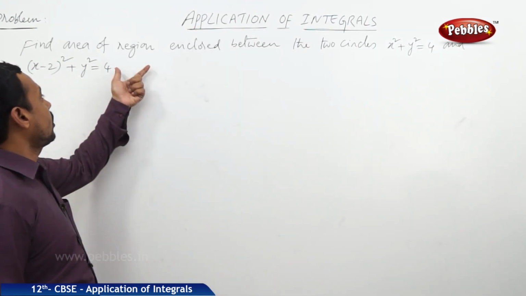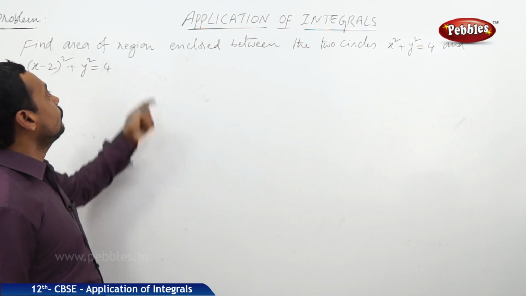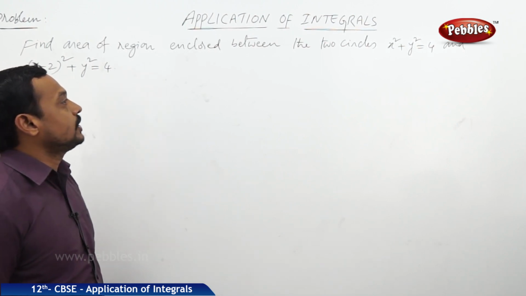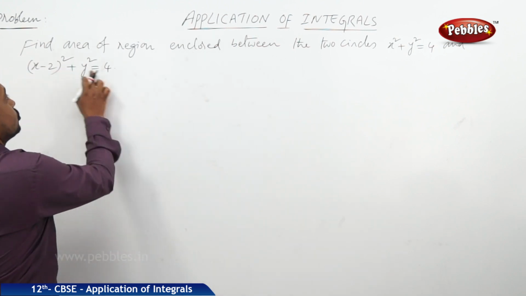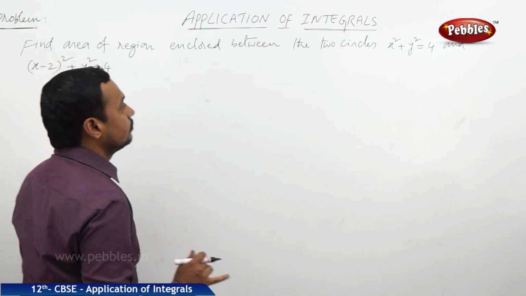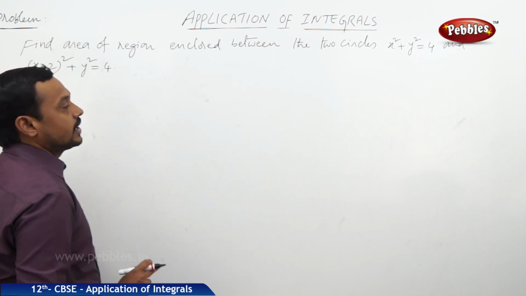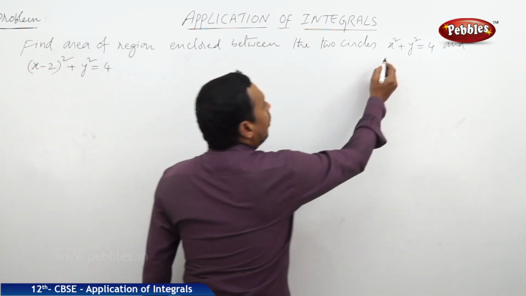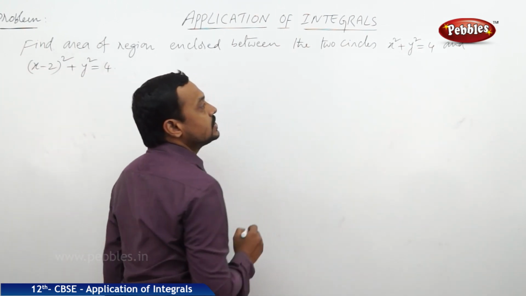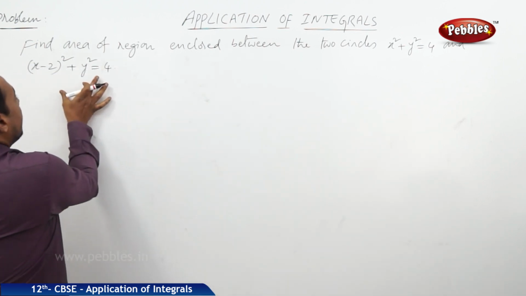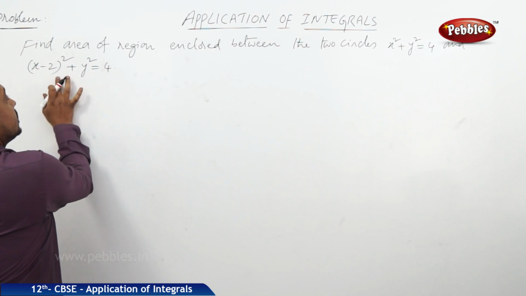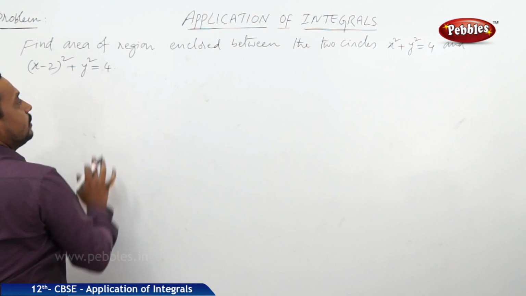Now, one more problem. Find the area of the region enclosed between the two circles x square plus y square is equal to 4 and x minus 2 whole square plus y square is equal to 4. Now, two circles are there. One circle has its center at the origin and radius 2 units, and another circle has its center at 2, 0 with the same radius 2.